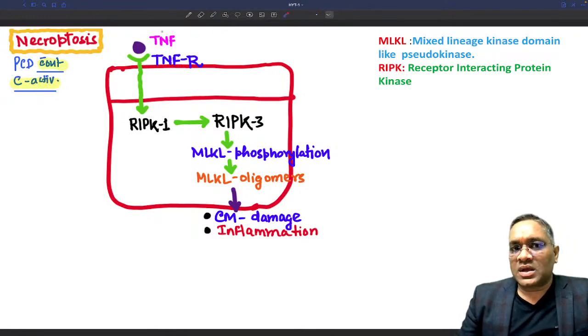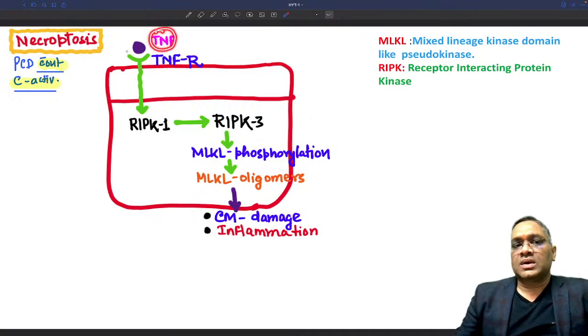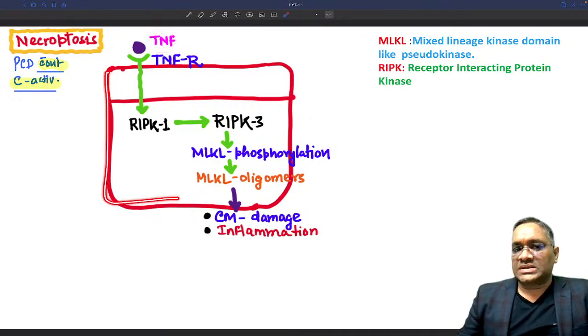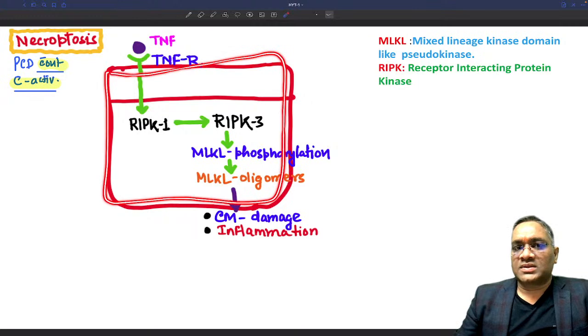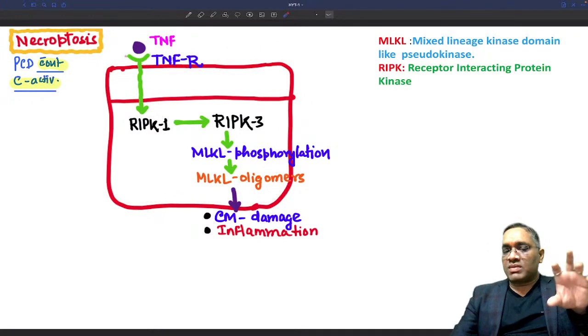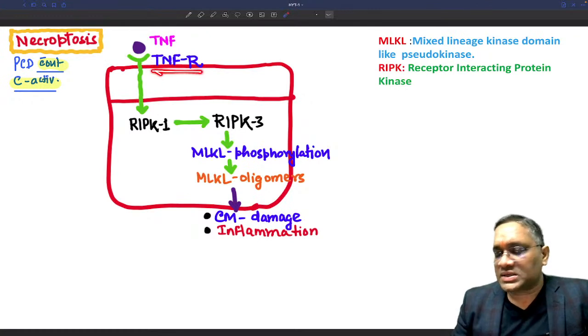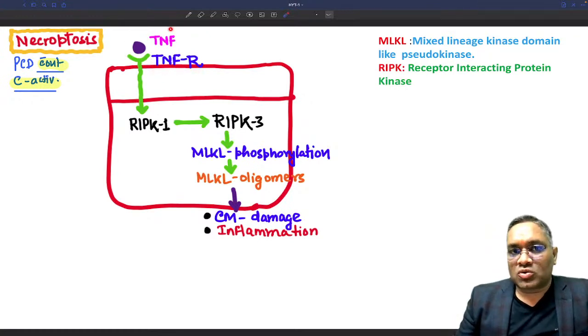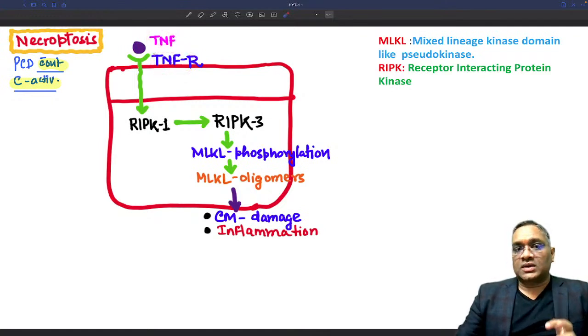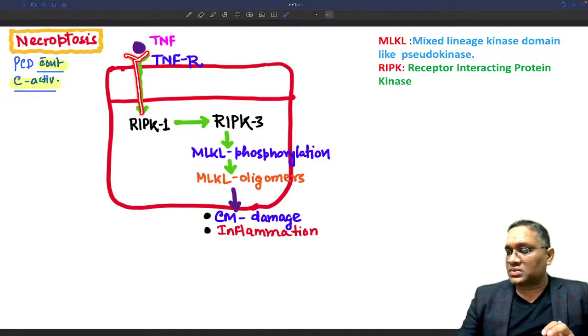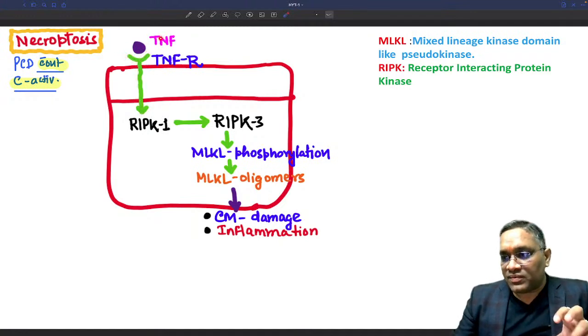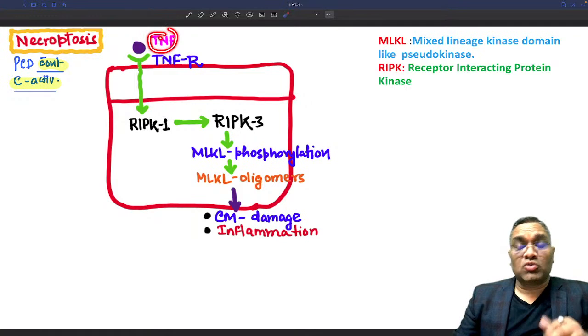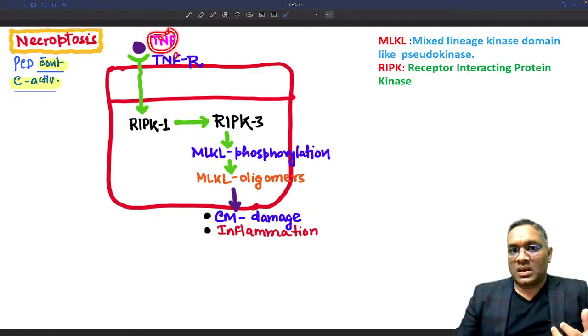So what happens here? Tumor necrosis factor, right? What are you seeing here? This is a cell, and this is the membrane of the cell. On the membrane of the cell, there is a death receptor called TNFR. So tumor necrosis factor will combine with tumor necrosis factor receptor, which combines with its complementary ligand, called tumor necrosis factor.